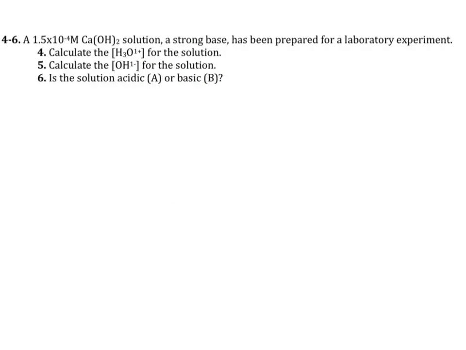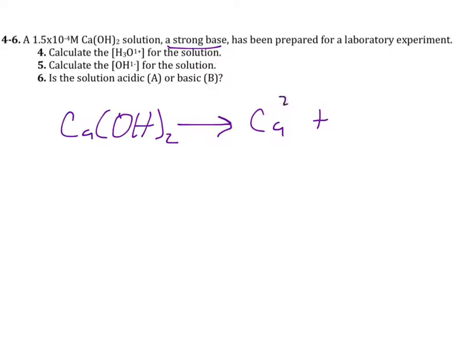All right, so this next problem, very similar. This is giving us calcium hydroxide. And it's a strong base, which means it 100% dissociates in solution. Now, a very important fact here is this 2 means that 2 hydroxides will be produced for every one of these. So one of those will produce 2 hydroxides.